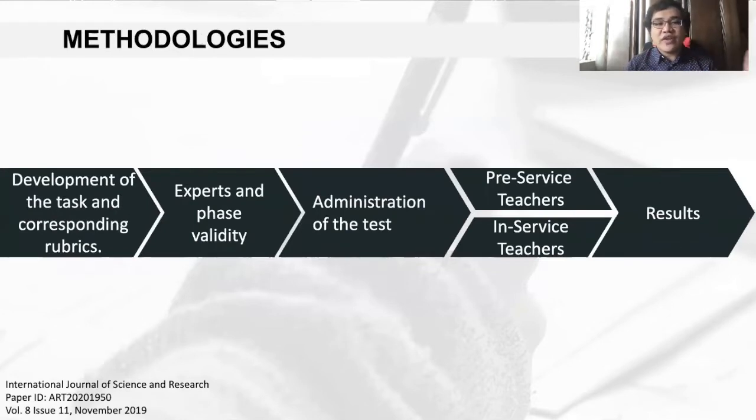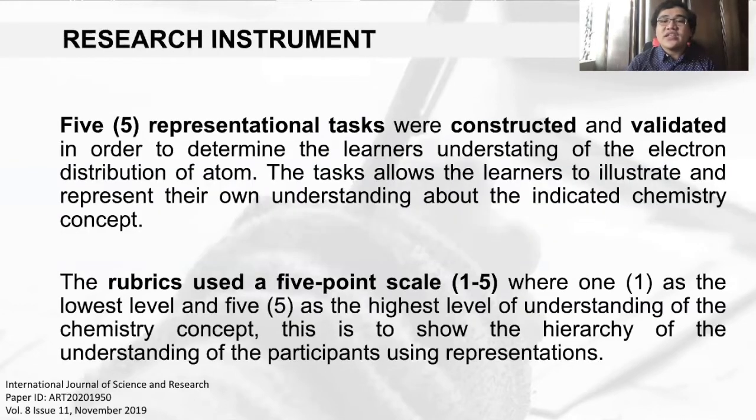For methodology, we developed the assessment task and the corresponding rubric, and then it underwent expert and face validity, and then it was administered to the 2 groups, the pre-service and in-service teachers, and then we identified the results. How did we identify the results? Since we developed 5 representational task activities which are constructed and validated, we rated them using a 5-point Likert scale where 5 is the highest level of representation and 1 is the lowest level of representation to identify the understanding of the participants.